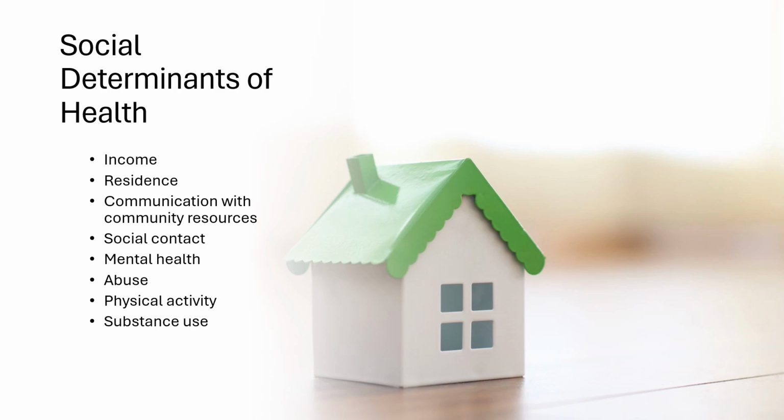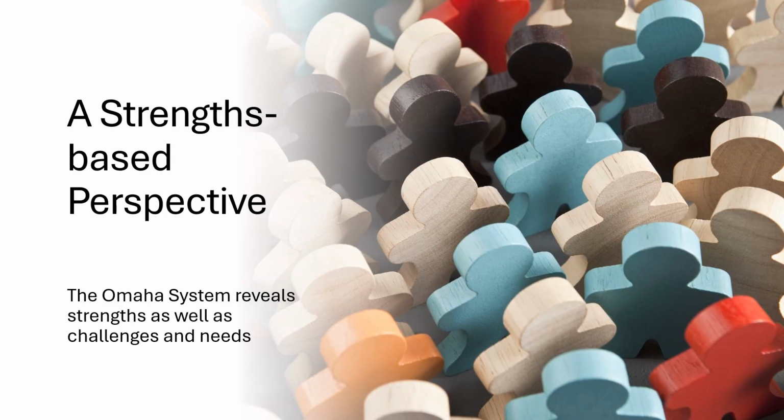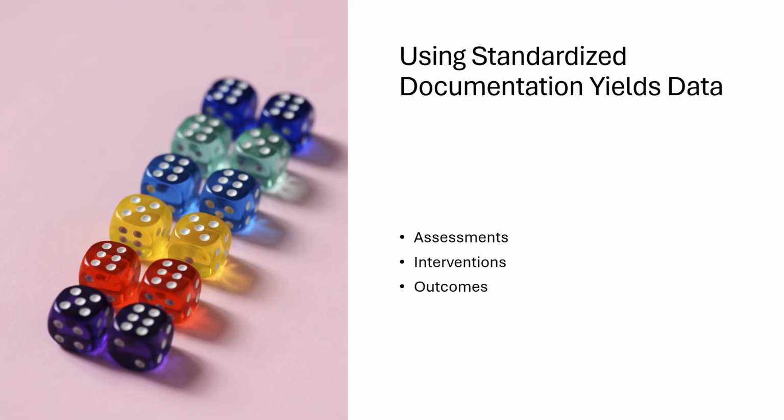The Omaha System also gives us a way to look at strengths as well as challenges and needs. Strengths are defined as any problem concept with a status rating of 4 or 5, which allows for a strengths-based perspective and approach to care. Using standardized documentation like this across programs yields comparable data that can be aggregated at the agency level to look at assessments, interventions, and outcomes.